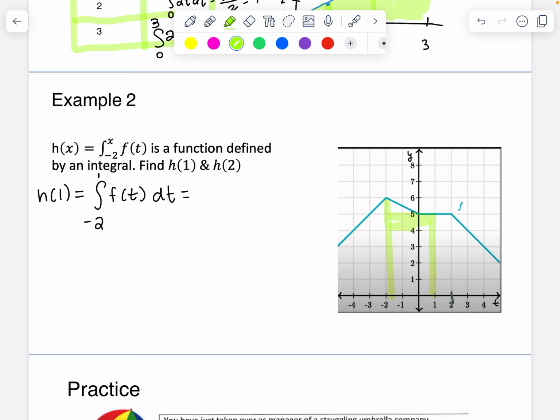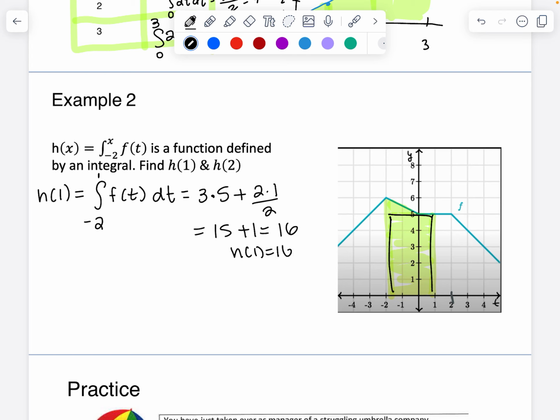So essentially we have a rectangle, and then we also have this little triangle right here. I'm going to start by finding the area of the rectangle, so this section right here. I have 3 on the base, and then the height is 1, 2, 3, 4, 5. So that section is going to be 3 times 5. And then I also need to find the area of this little space right here. The base is 2, the height is 1, so 2 times 1 divided by 2. That equals 15 plus 1, and so that means h of 1 equals 16.